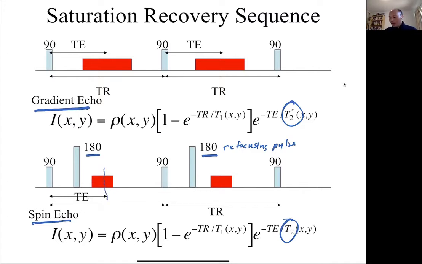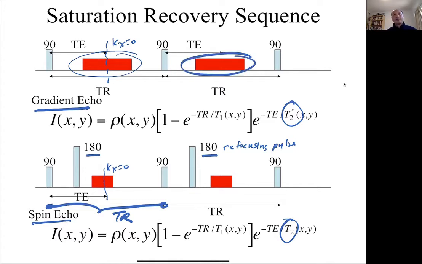TE in both cases is where we go through the center of K space, so this would be when we have Kx equals 0. TE stands for echo time. And then TR is this distance between consecutive excitation pulses. Typically for a spin echo pulse sequence, we'd apply a 90-degree pulse, acquire a line of K space, and then wait until TR is done. Then we apply another 90-degree pulse and acquire another line of K space. So we go through K space line by line, TR by TR. That would be a typical spin echo pulse sequence.